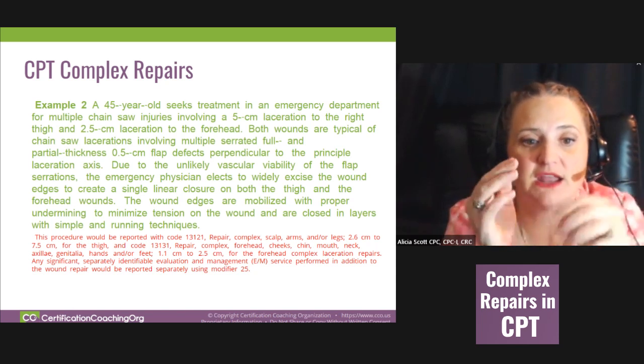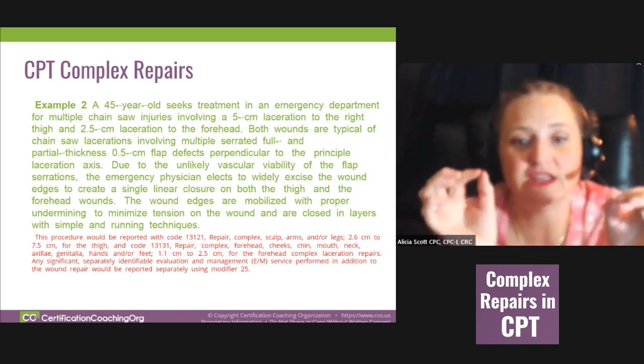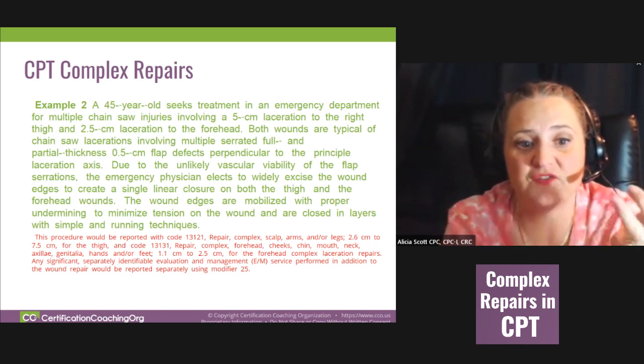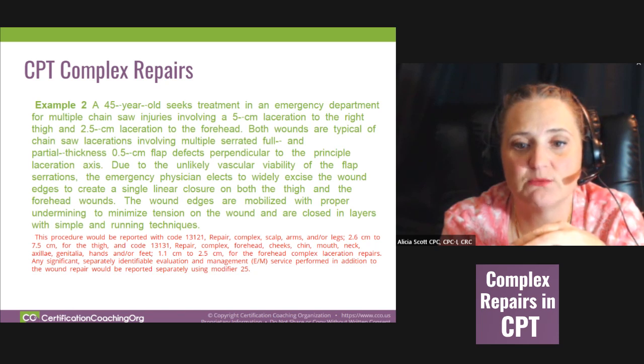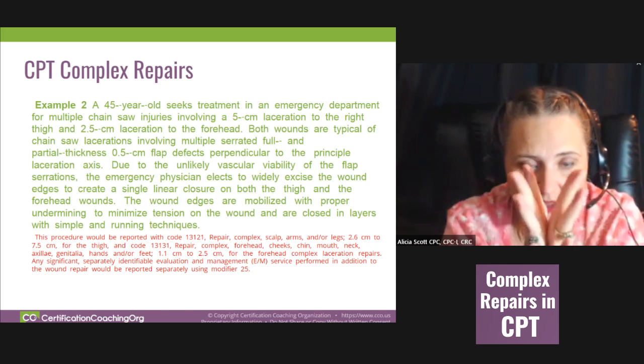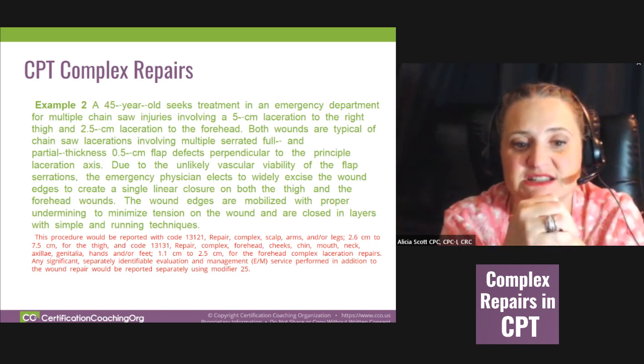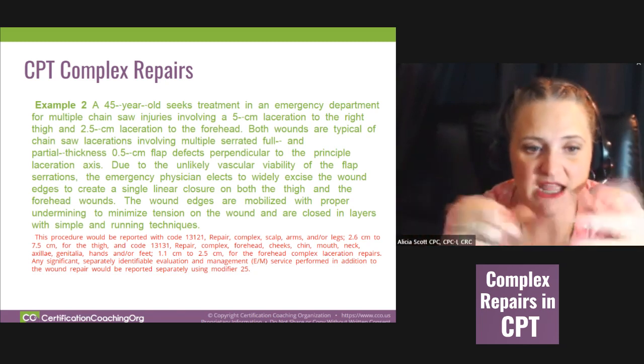So to create a nice single linear closure on both the thigh and the forehead, the edges are mobilized with proper undermining, pulling all that stuff together to minimize tension on the wound, and are closed in layers, ding, ding, ding.